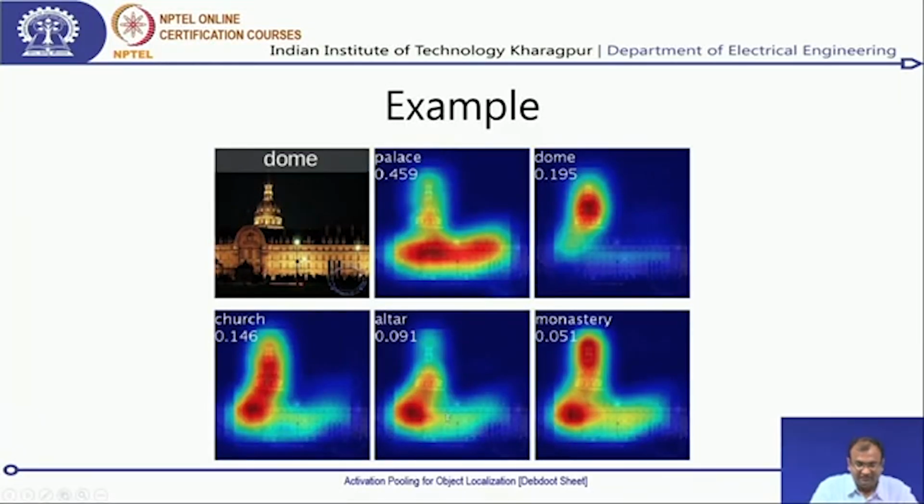So, now if you classify this as an altar, then you see the front entrance porch over there, which looks like an altar, and this is something which looks like a monastery. So, an object can have different kinds of variations over there.